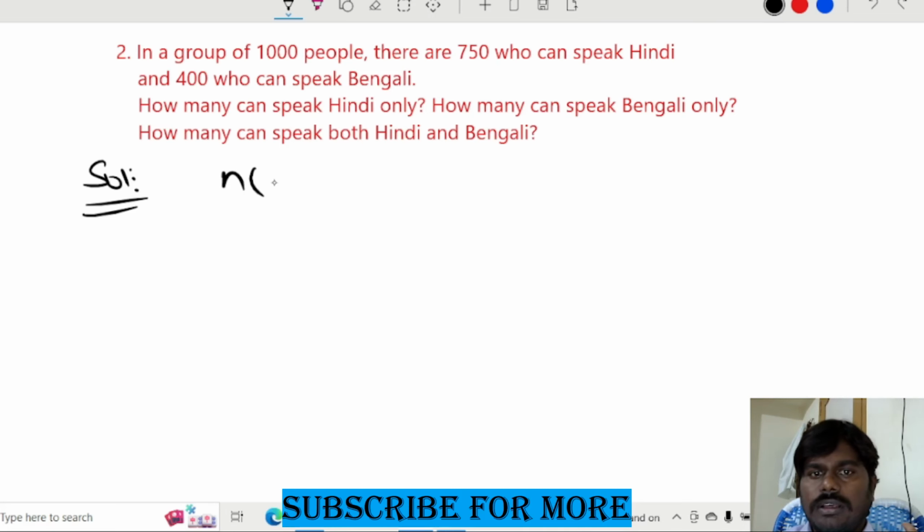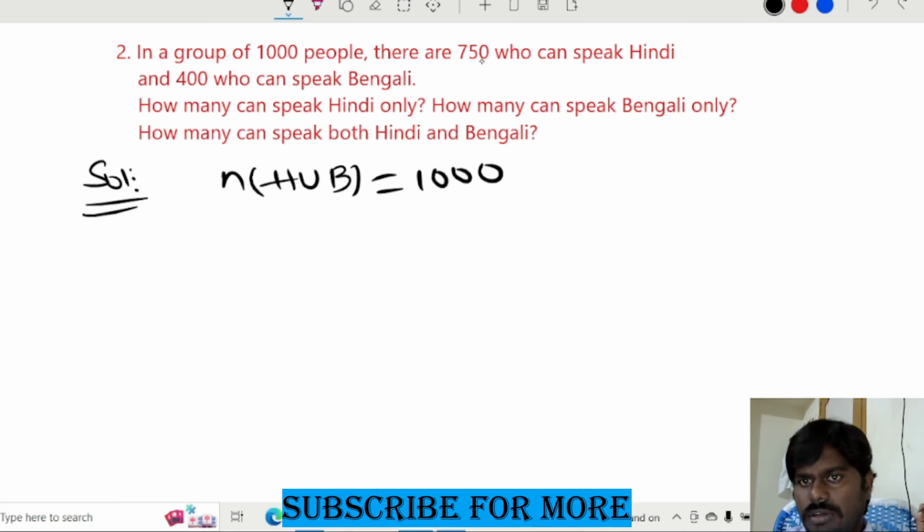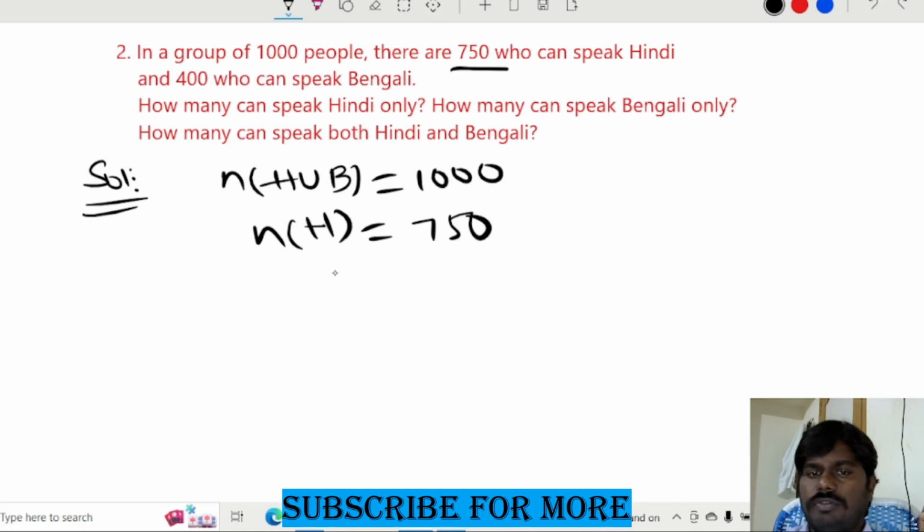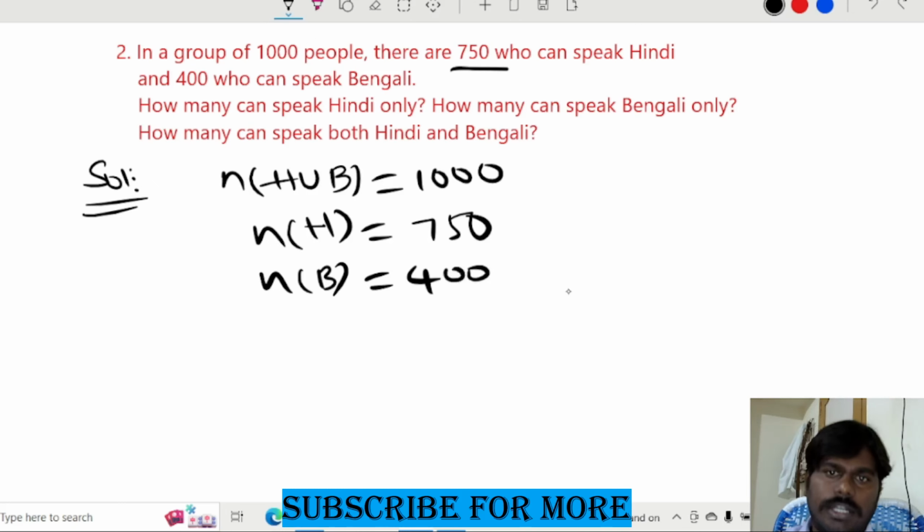So the question is about the people who speak Hindi and Bengali. The total number of people is given as 1000, so I am taking the number of elements in H union B as 1000. Now they have given 750 who speak Hindi, so n(H) is equal to 750. Next, Bengali, so n(B) is equal to 400. How many can speak Hindi only? That is the first question. How many can speak only Bengali and how many can speak both Hindi and Bengali?